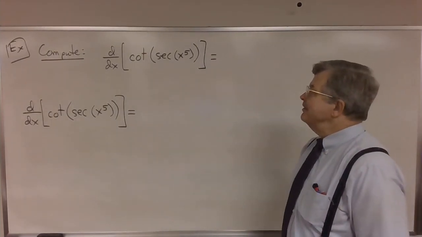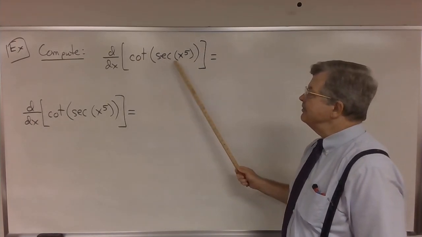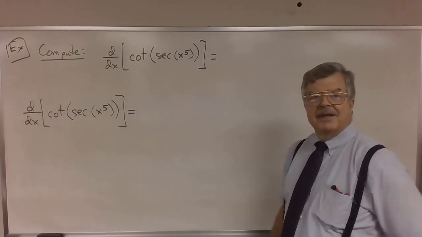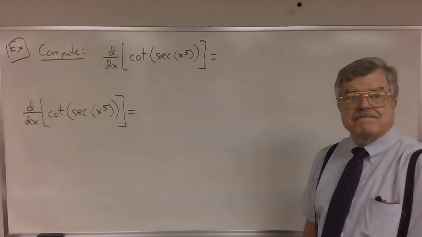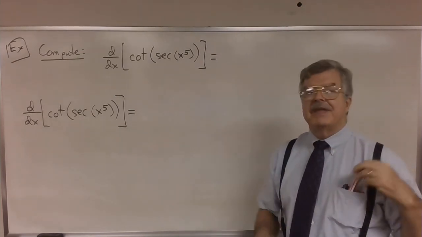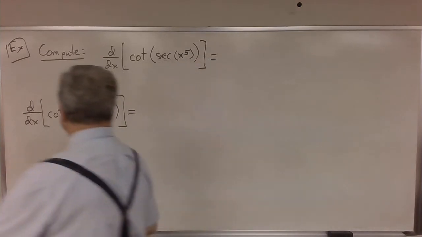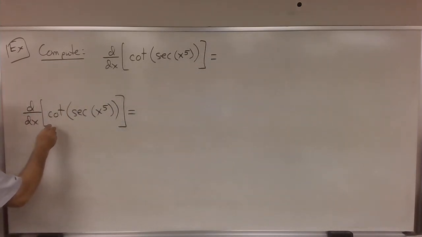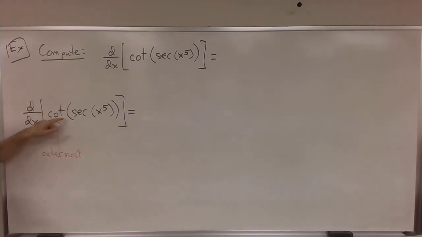Here we go. The derivative of the composition of three functions. Now, do you remember where we start? If you said the outermost function, then you were paying attention. So the strategy is to compute the derivative of the outermost function, evaluate it at everything inside.